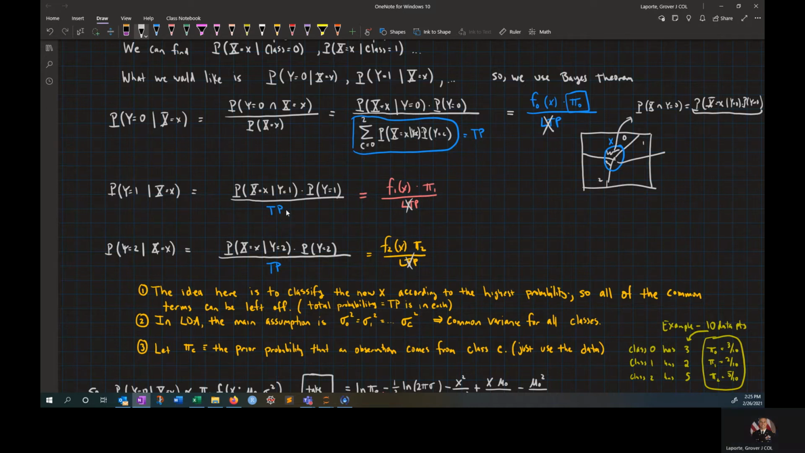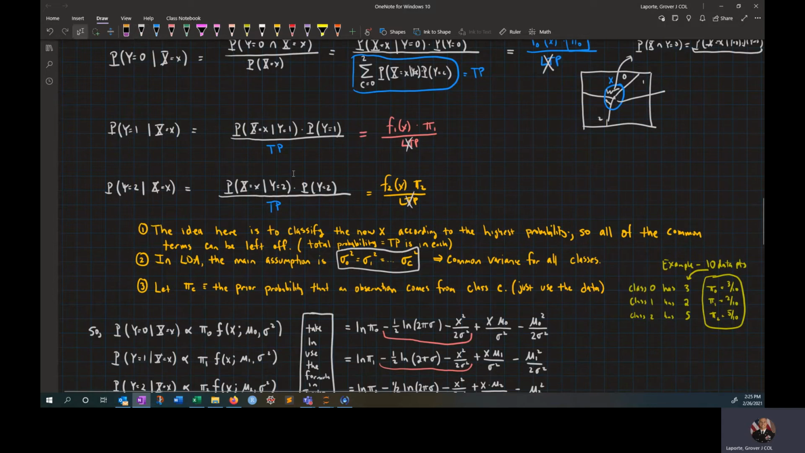terms. Okay. Let's see, in LDA, I didn't talk about this yet, but this is the main assumption in linear discriminant analysis: that we can assume that all of the classes have a common variance. That's what we're trying to do, and then, oh yeah, I already talked about this pi c. Oh, and then I even gave an example.